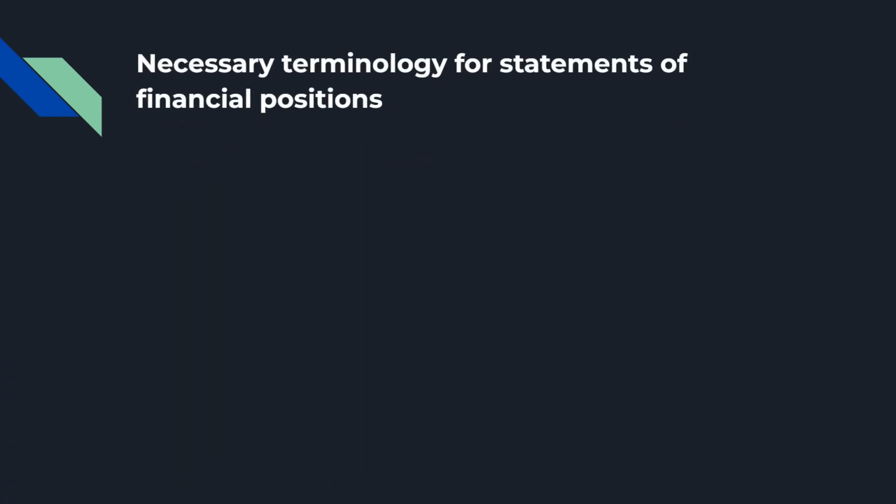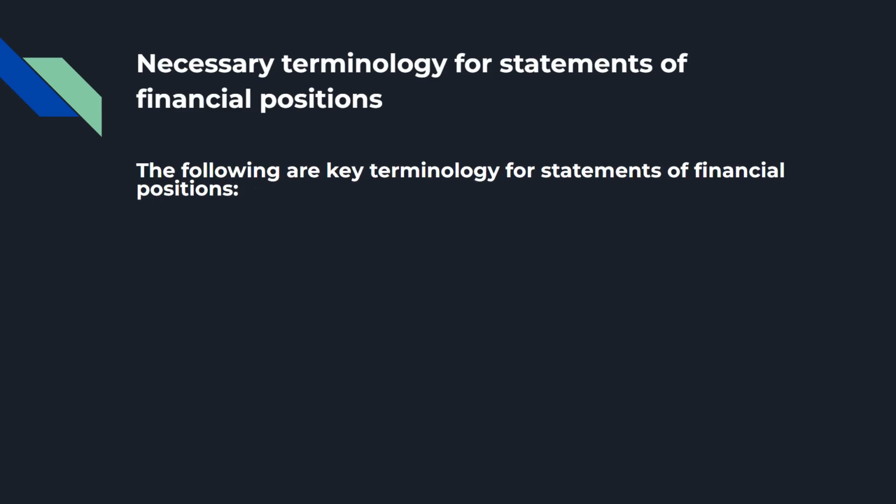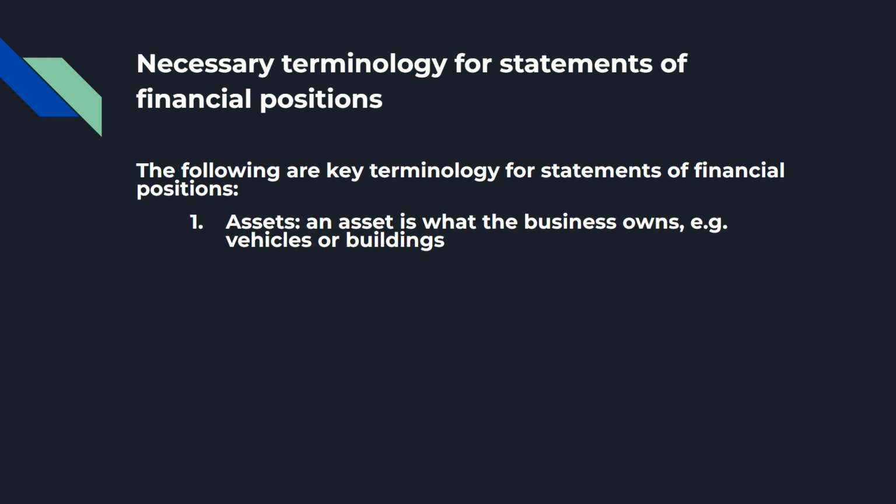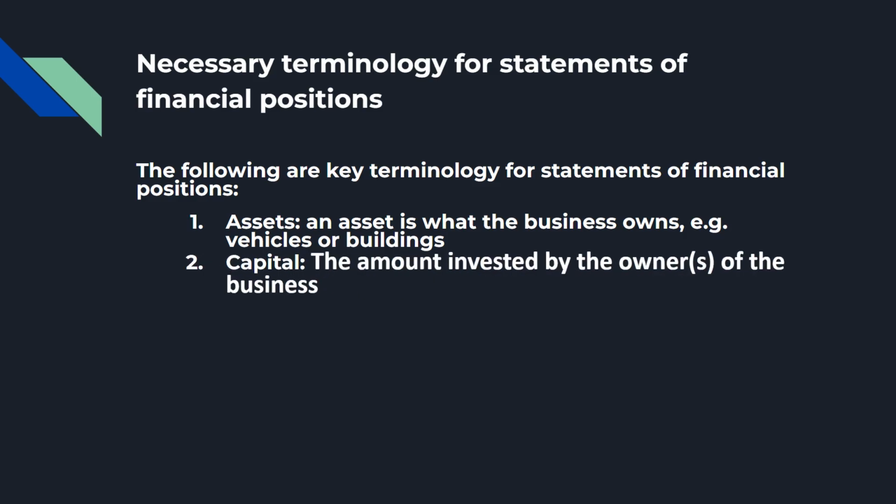Next up, necessary terminology for statements of financial position. The following are the key terminology for statements of financial position. First key terminology is assets, and an asset is what a business owns, e.g., vehicles or buildings. Second, capital. Capital is the amount of money that's invested by the owner or owners of the business.